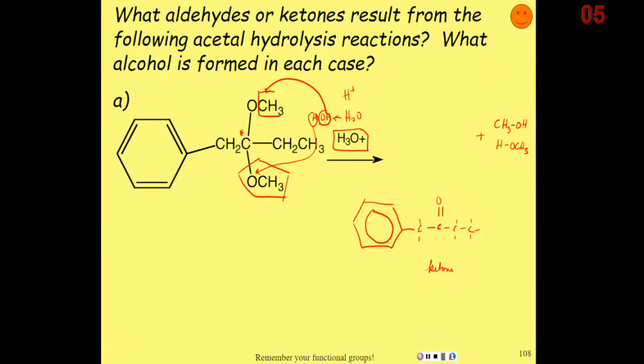If you had to name it, it would be a little bit funny. Let's call this one 1-phenyl-2-butanone. Wow, that is an interesting compound. Usually we don't name them, but it's a nice challenge to be able to recognize names for things. And the other products are here, methanol, 2 of them.